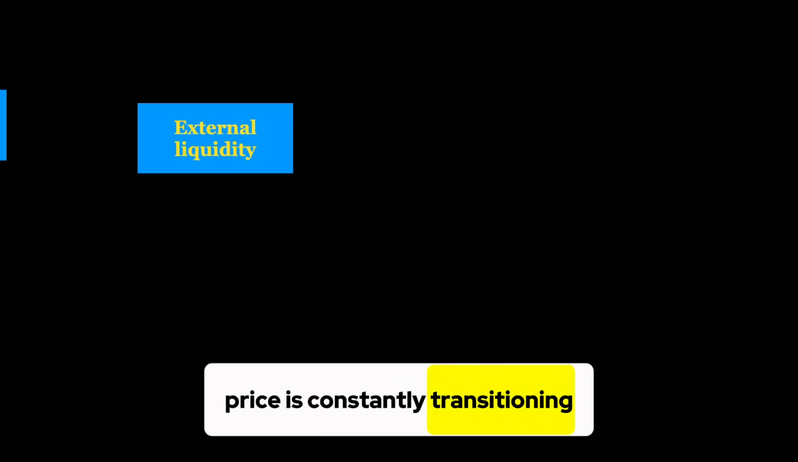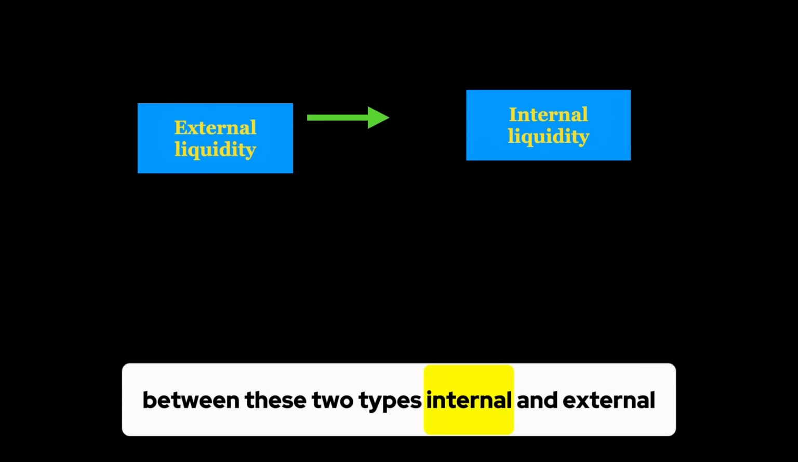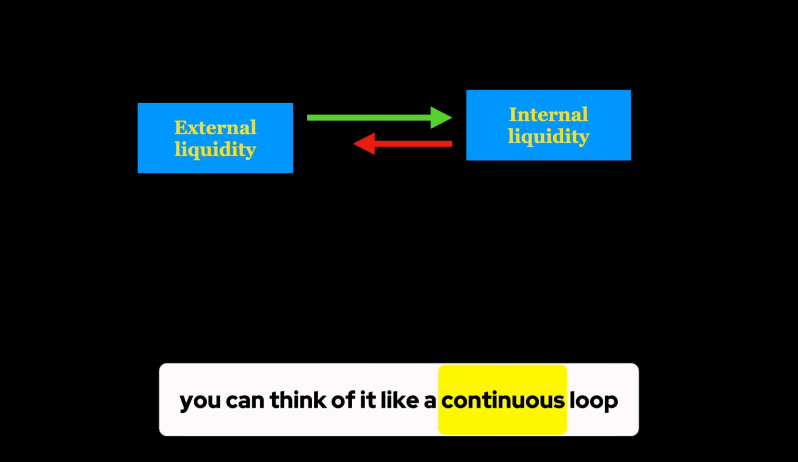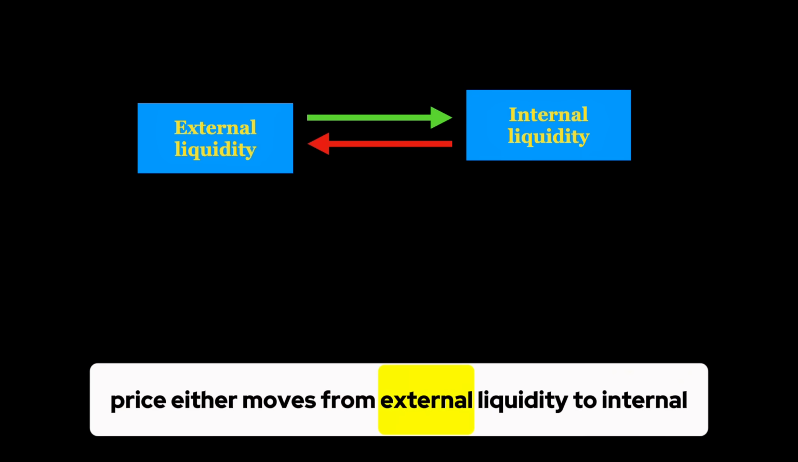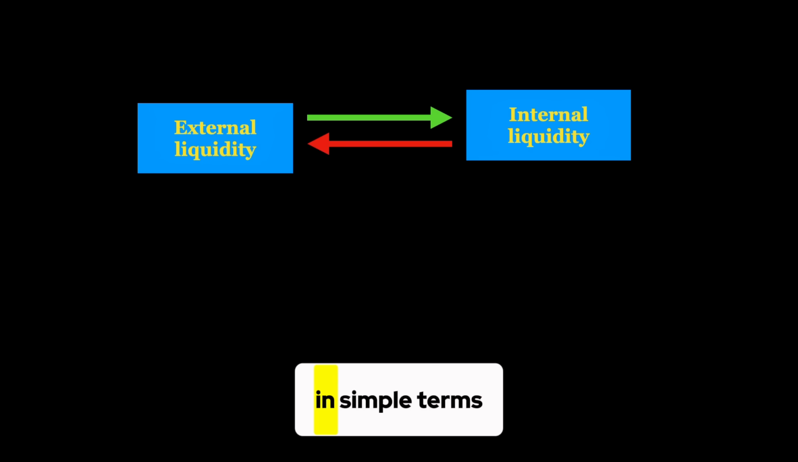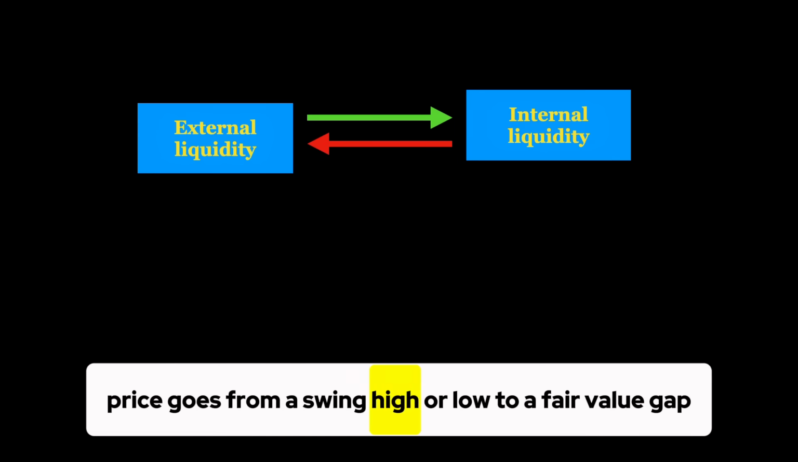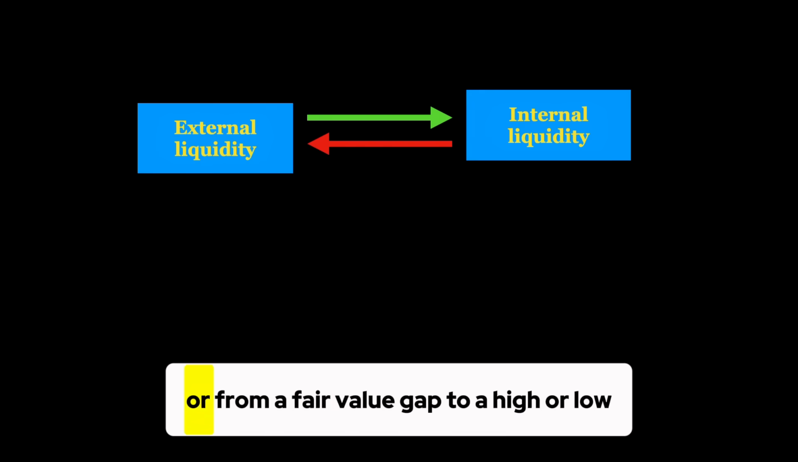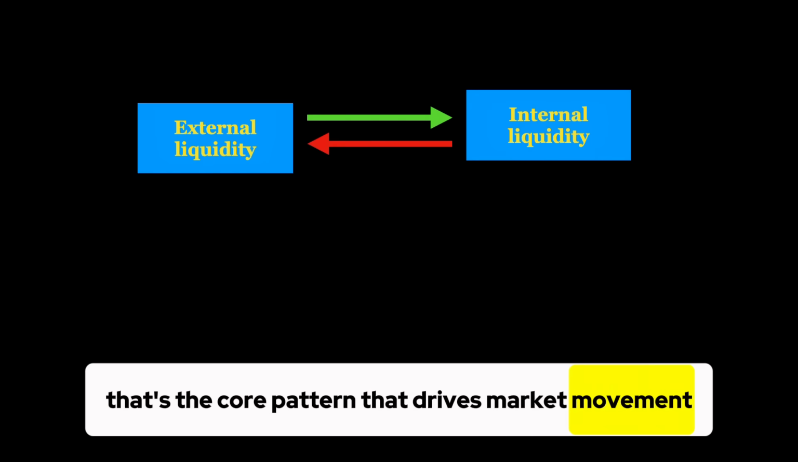Price is constantly transitioning between these two types, internal and external. You can think of it like a continuous loop. Price either moves from external liquidity to internal, or from internal liquidity back to external. In simple terms, price goes from a swing high or low to a fair value gap, or from a fair value gap to a high or low. That's the core pattern that drives market movement.